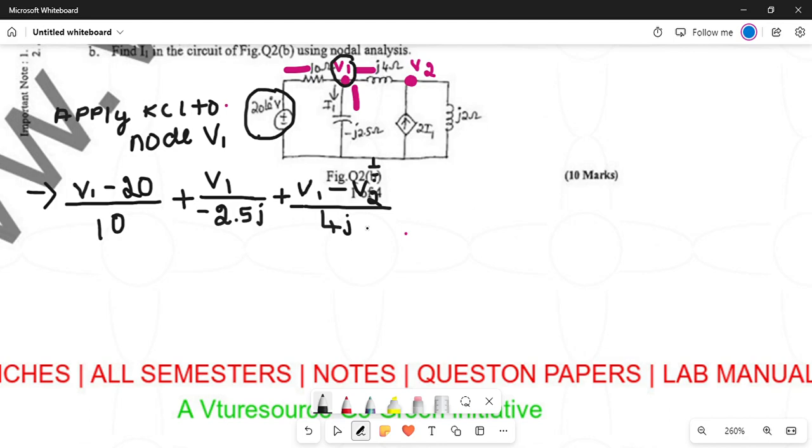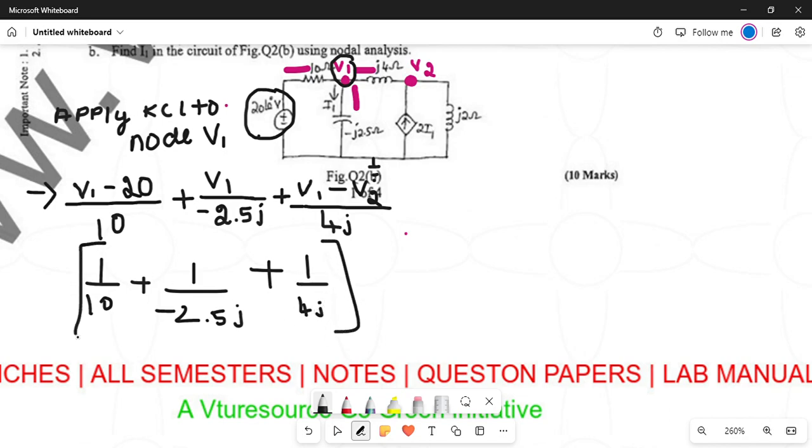Okay, yes. So now the next step is, you can do this in normal simplification also, like what we have been doing before: equating the V1 terms and the minus V2 terms. So V1 into 1 by 10, that is plus 1 divided by minus 2.5j, and plus 1 by 4j into V1, right? That is minus 1 divided by 4j into V2.